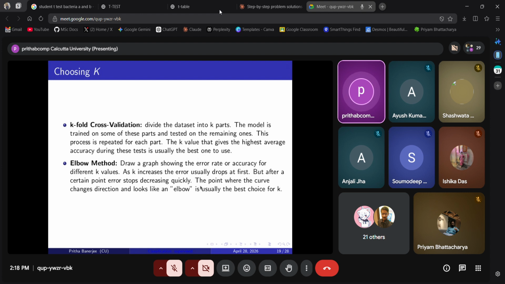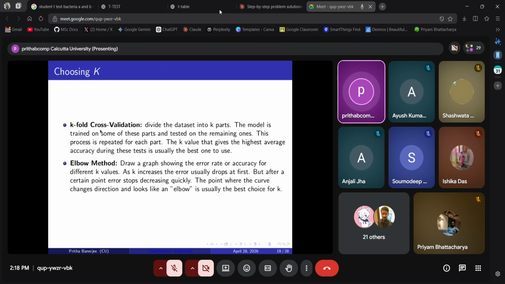The elbow point is the optimal k that we decide. The point where the curve changes direction and looks like an elbow is usually the best choice for k. So this is one way of deciding the best k for a given data set. Obviously it is a little expensive because for each k value you have to run the KNN algorithm.